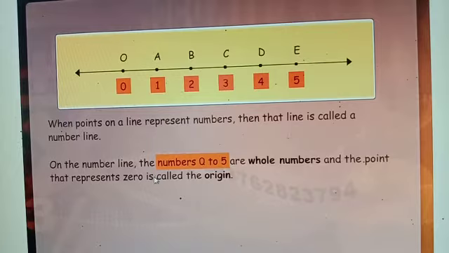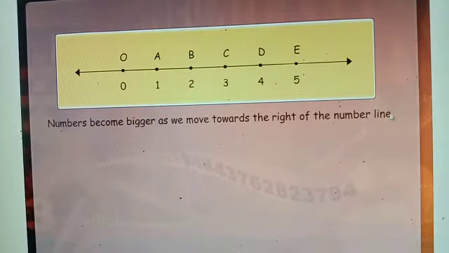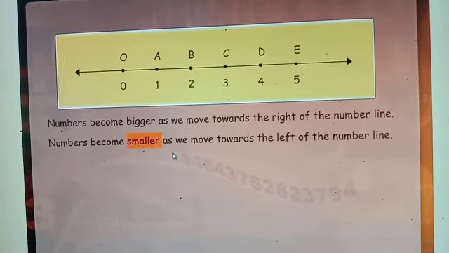On the number line, the numbers 0 to 5 are whole numbers, and the point that represents 0 is called the origin. Now, in a number line, the numbers become bigger as we move towards the right of the number line, and the numbers become smaller as we move towards the left of the number line.